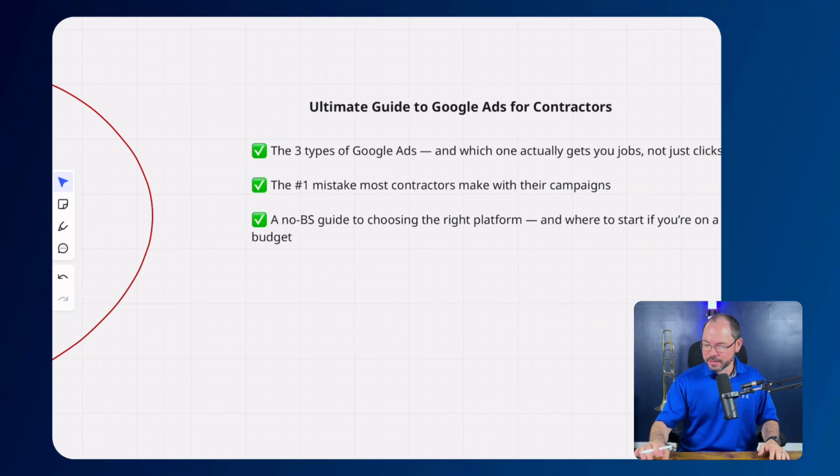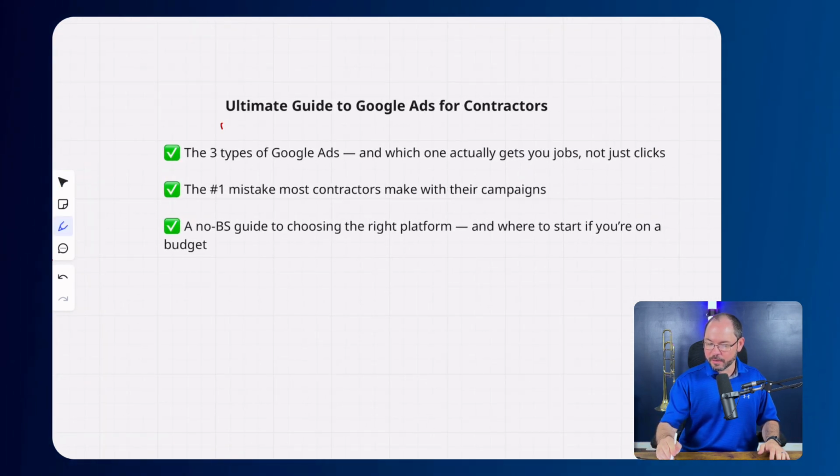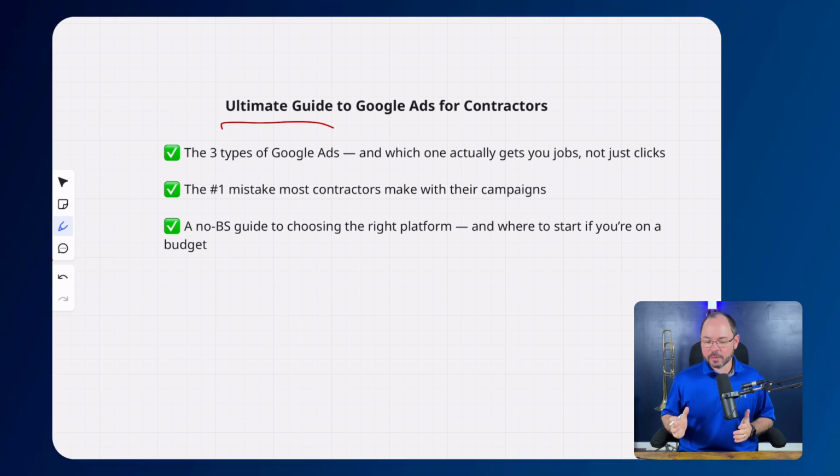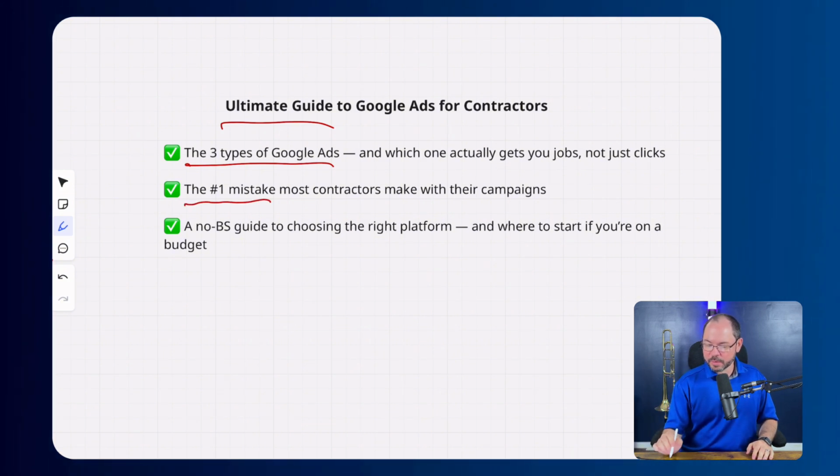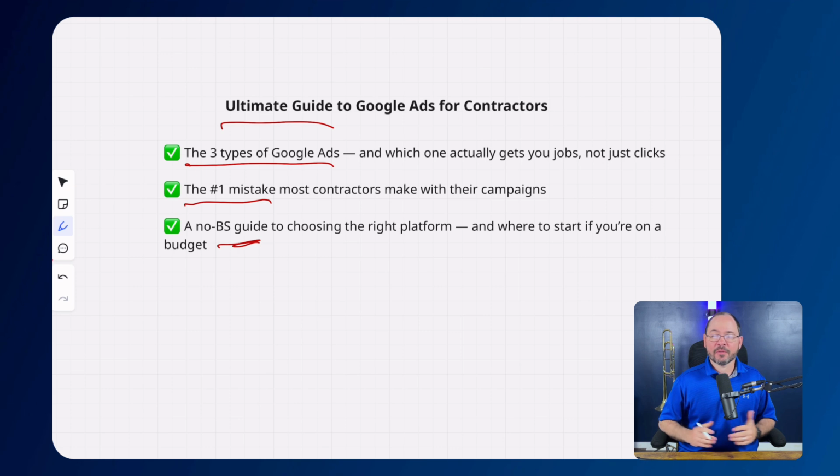But what you're going to learn in this video is this ultimate guide for Google ads, so you understand what each one is. The first thing we're going to talk about is the 3 different types of Google ads, and which one's actually going to get you jobs and customers, not just clicks. 2, the number 1 mistake most contractors and small business owners make with their campaigns. And 3, a no BS guide on how to figure out which platform you need to choose for your business. So let's get right into the video.